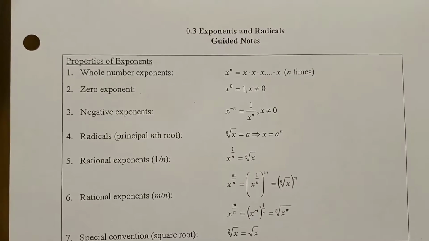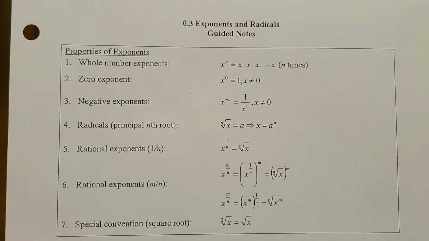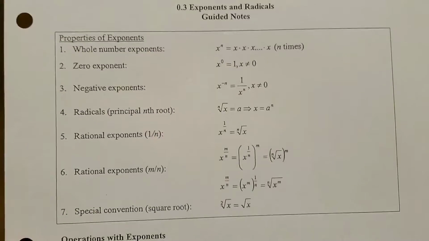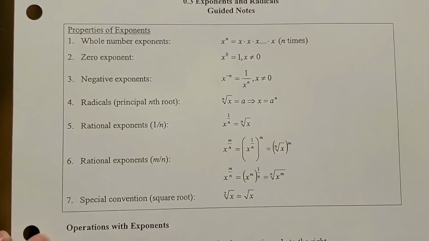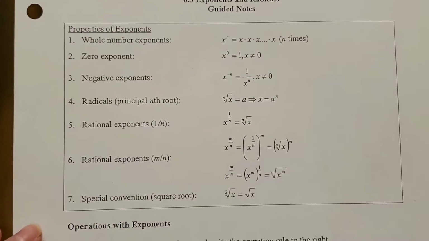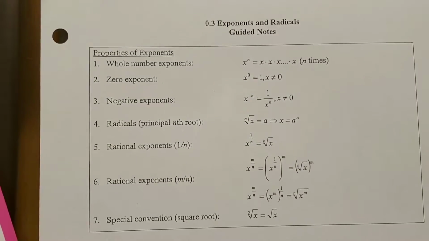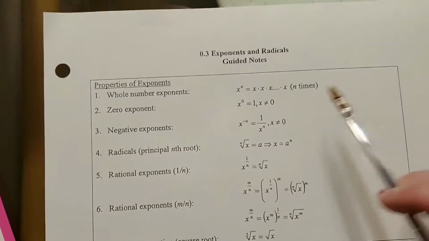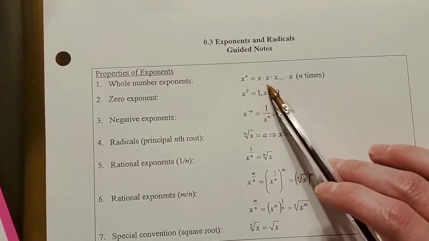Good morning. Today's notes, we're going to go over our section 0.3 on exponents and radicals. So you see here some properties of exponents. These are ones that you've used before, but I just want to review them a little bit. The first one is your whole number exponents. So x to some number, remember that just means it's repeated multiplication.